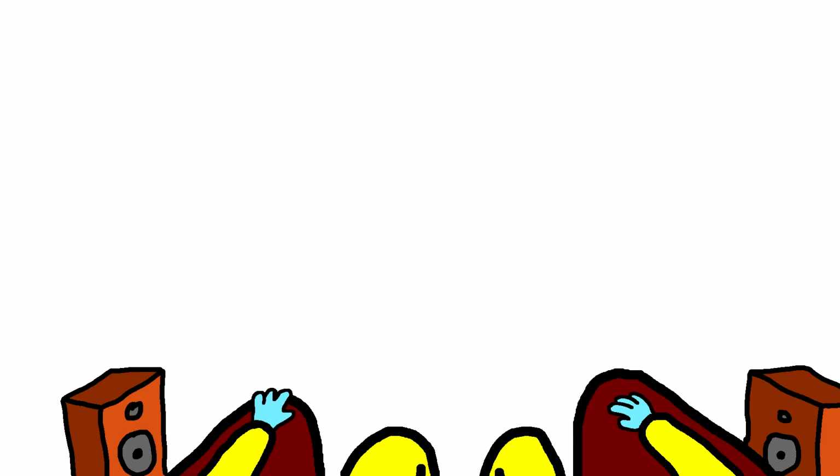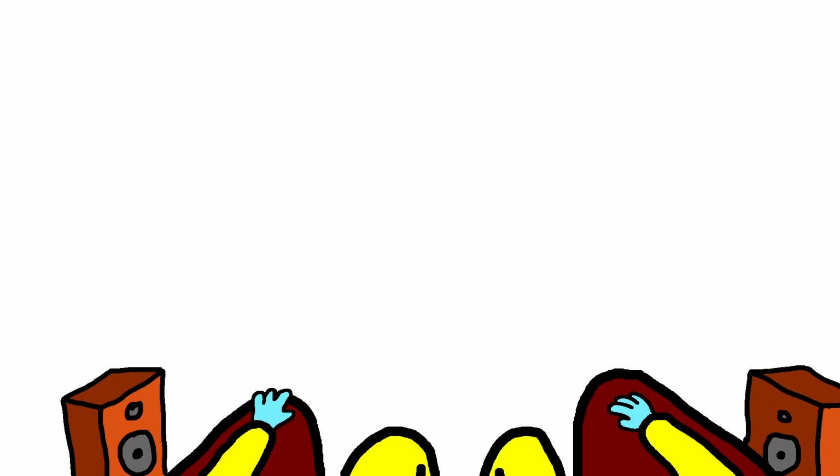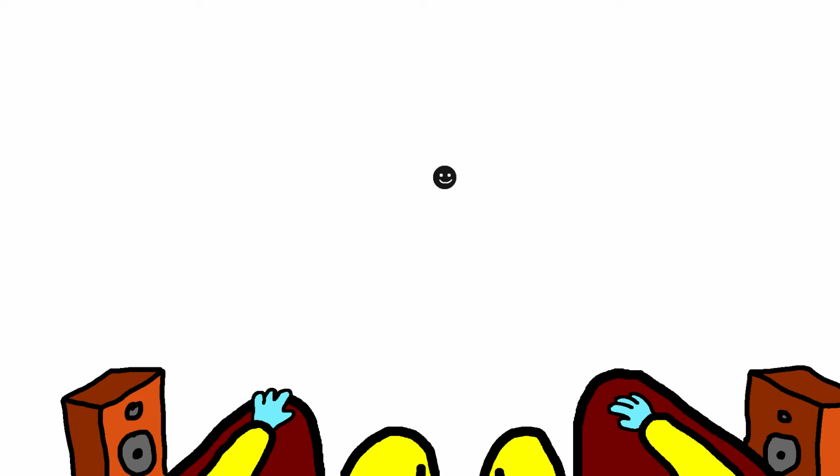Come over here and we'll do the second test, right? This way. Test number 2. The line. The first dimension. Now, here we have this dot, okay? And this dot is going to evolve into something cooler and bigger. Like in Pokemon. I couldn't find a better explanation for this thing. It's already beyond complicated. Just follow along and hope to God that you will understand anything of this, alright?